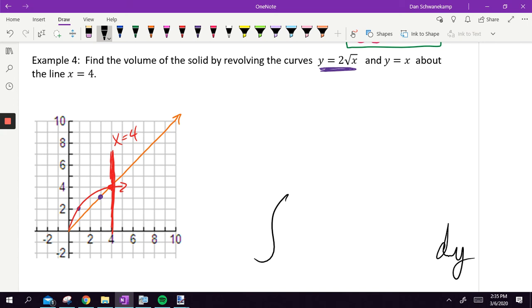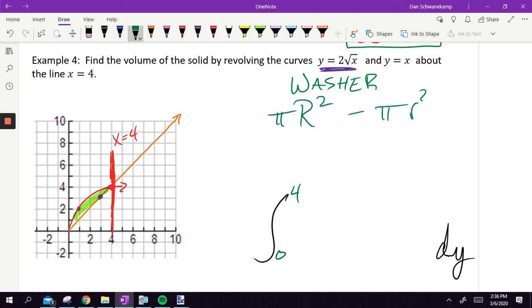My bounds are going from 0 until 4 because those are my y values. That's the area. That's awful shading, but we're going this section right here. So we're going from 0 to 4. Disc or washer? It's a washer problem for sure because there's a gap in between. So to find the area of a washer, it is pi, big R squared, minus pi, little r squared.